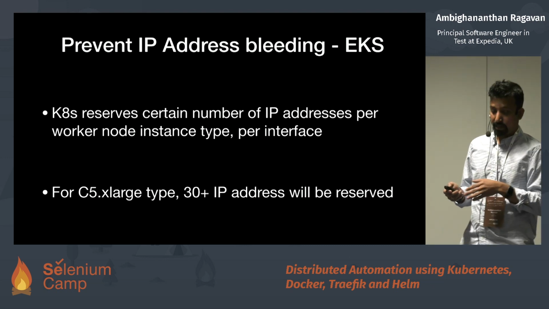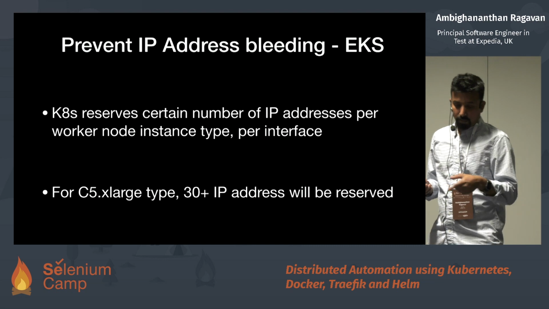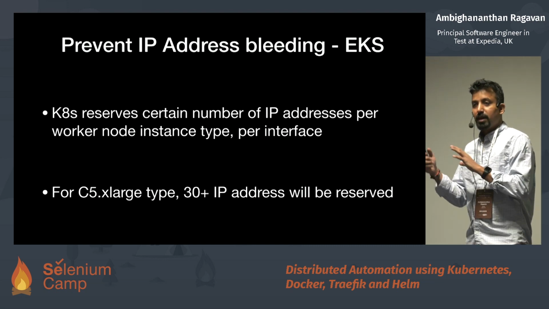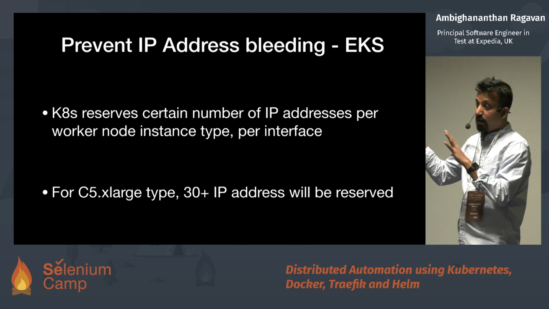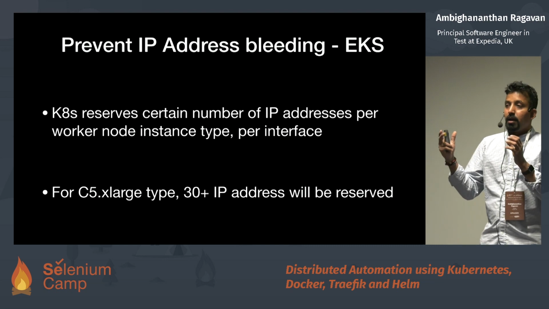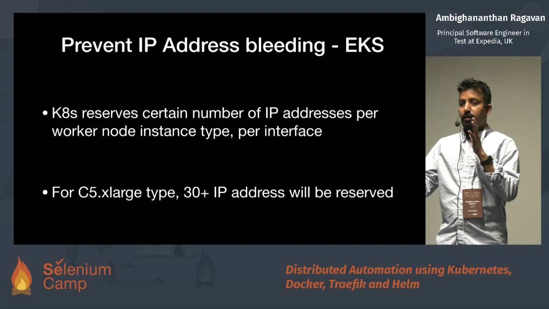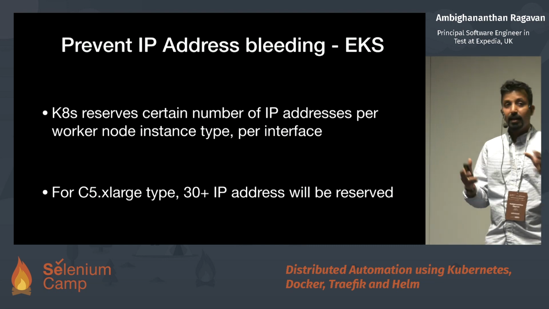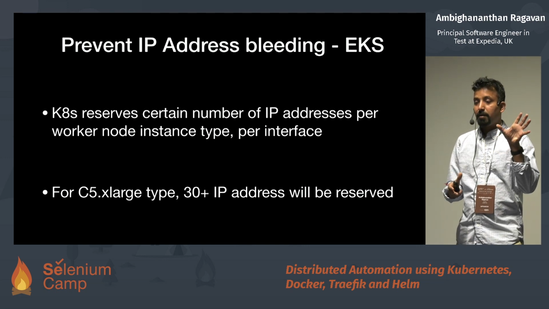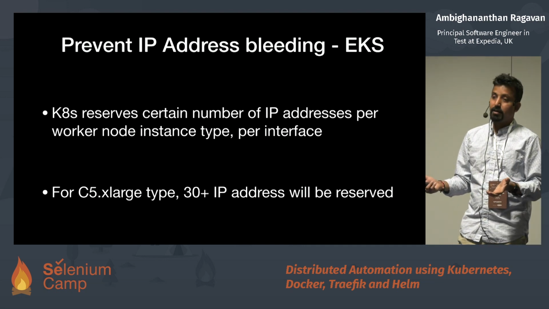Prevent IP address bleeding. What is the problem here is Kubernetes reserves a set of IP addresses per worker node, per instance, when it creates a worker node. So, for example, C5X large, it immediately reserves 30 IP addresses per worker node, even when no pods are running.